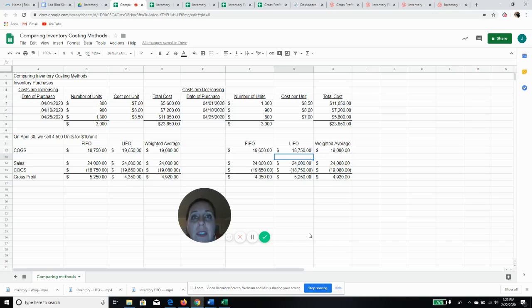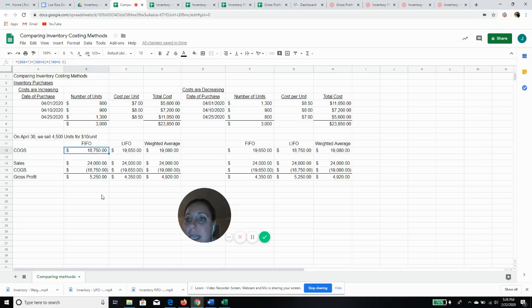Okay, now let's talk about some of the attributes of the different methods. So in the first example, which is similar to the example we used for going through FIFO, LIFO, and weighted average, our costs are increasing. So on April 1st, it cost us $7 a unit. On April 10th, we started paying $8 a unit, and on April 25th, we started paying $8.50 a unit. And we're still selling our product for $10 a unit across the board.